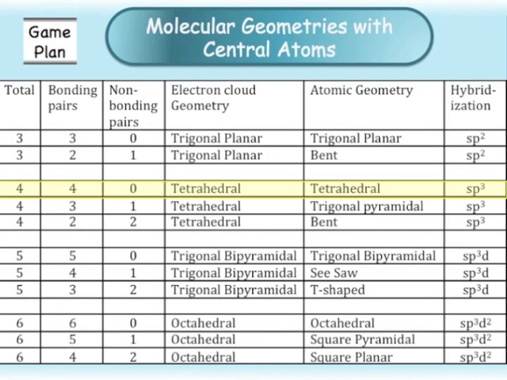Okay, now they're going to get a little bit more interesting because we're going to have four things hanging off. So everything as the electron cloud is concerned is going to have a tetrahedral geometry. And what I'll do is I'll start with no lone pairs, and I'll just jump up one at a time. And we'll get into these different atomic geometries or molecular shapes.